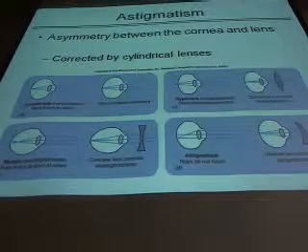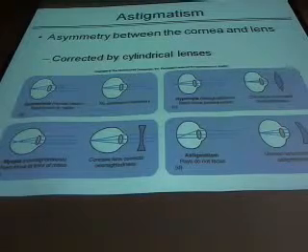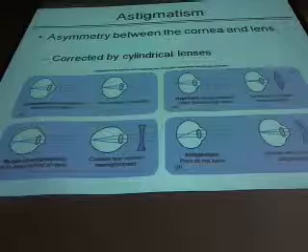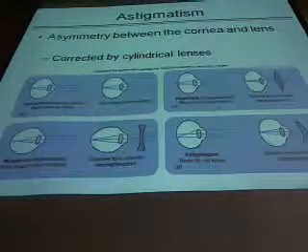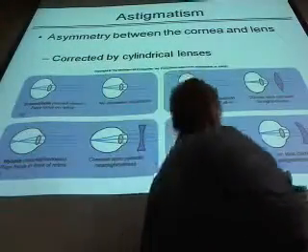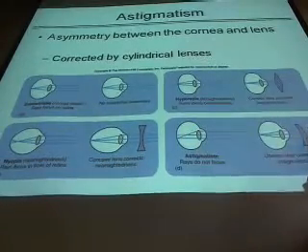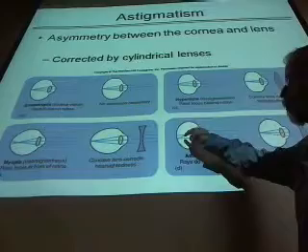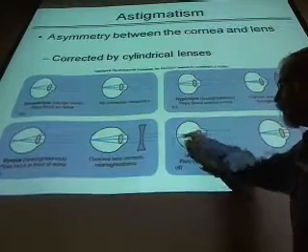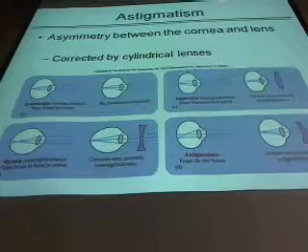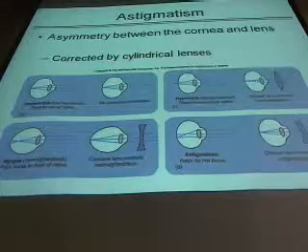Astigmatism. What you have is an asymmetry between the cornea and the lens. And you can see how the light, instead of going back and focusing, is going in different directions because of the change, the asymmetry, the change of shape between the cornea and the lens.